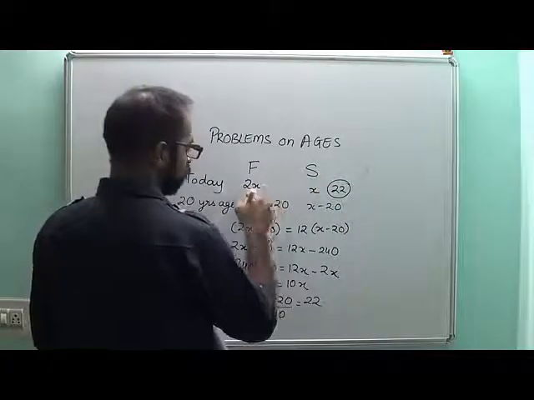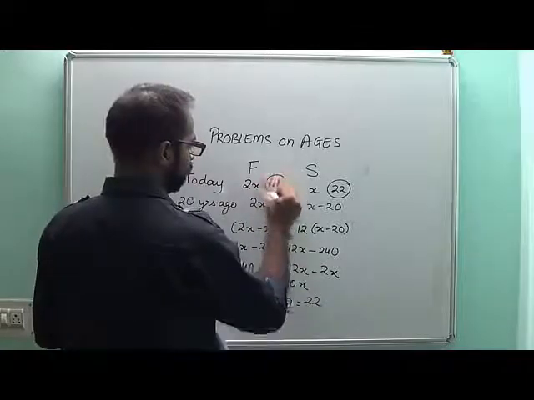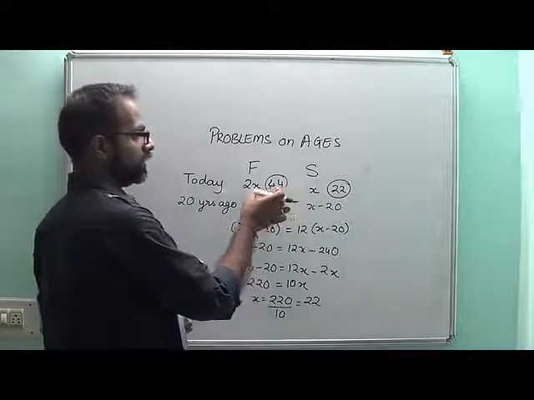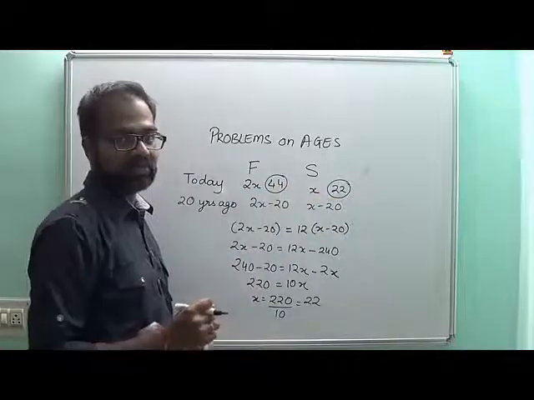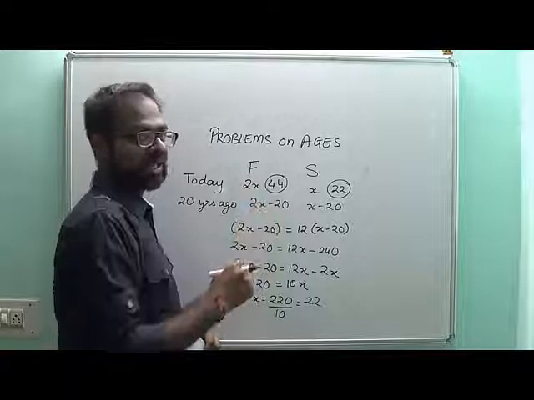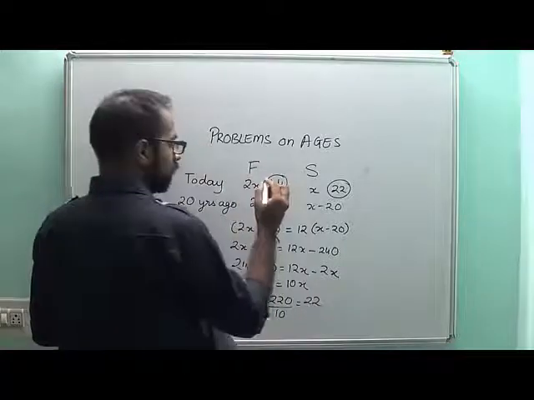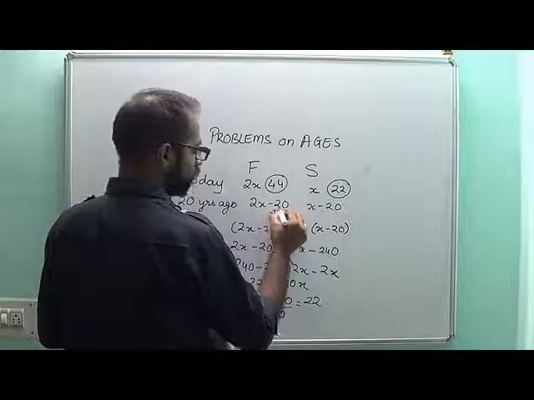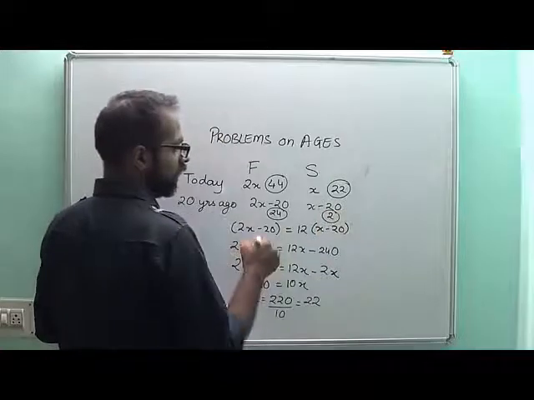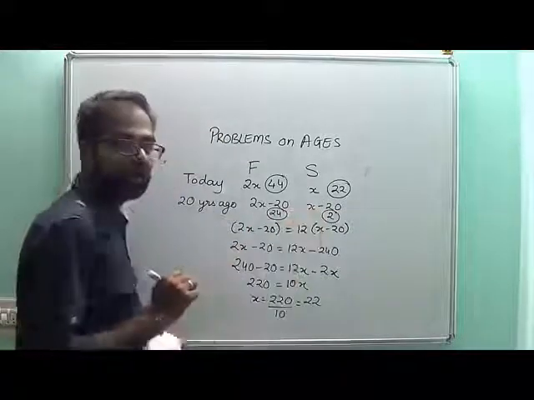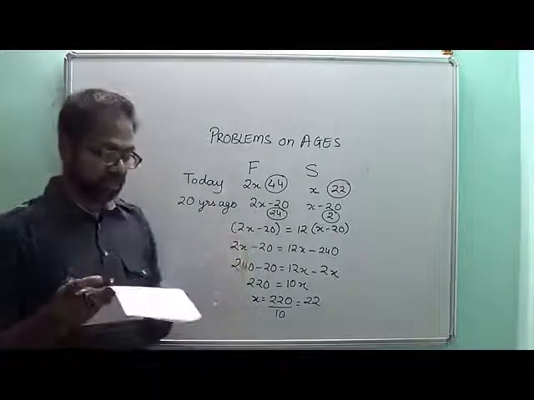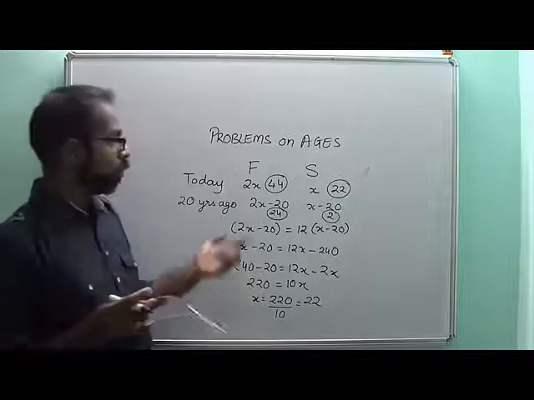The father's age would be 2 times 22, which is 44. And so the numbers 44 and 22 denote that the father's age currently is double the age of the son. You can also verify the answer by checking whether it matches the second condition. 20 years back, the father would have been 24 years of age. 20 years back, the son would have been 2 years of age, and 24 is 12 times 2. So in case you do not have the options, you can simply work out the linear equations in this manner and find out their ages.